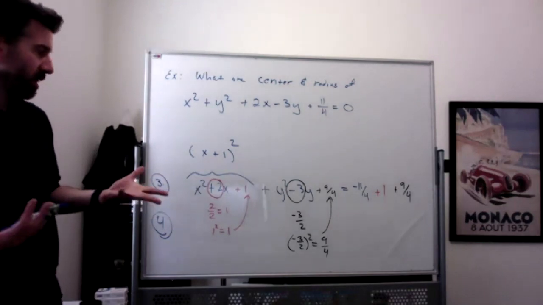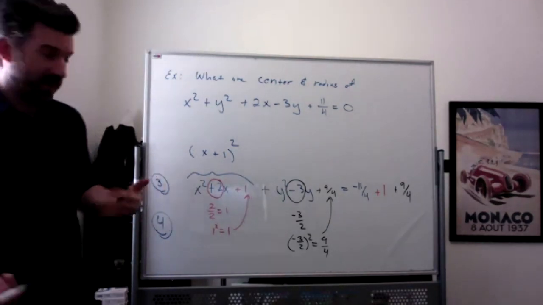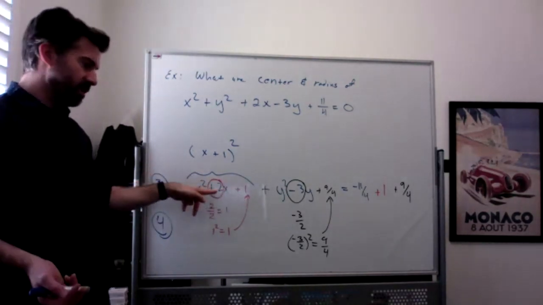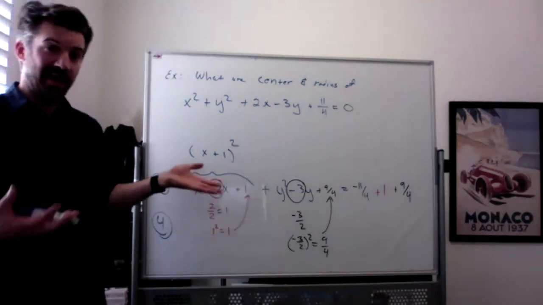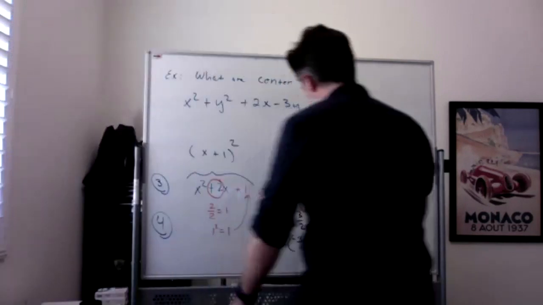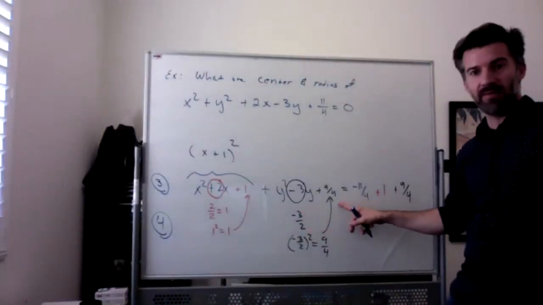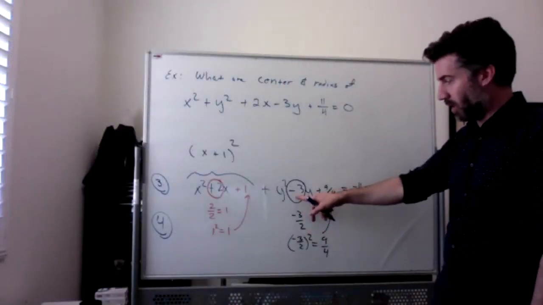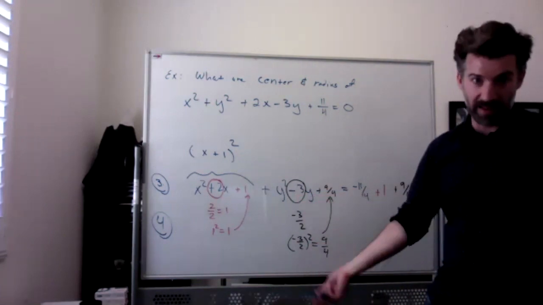The long way to think about it is you're just going to factor it. You're looking for things that multiply to 1 and add up to 2. Well, that's 1 and 1. So you get x plus 1 times x plus 1, which is x plus 1 squared. Same deal here. You're looking for things that multiply to 9/4 and add up to negative 3. Well, that's negative 3 halves and negative 3 halves.